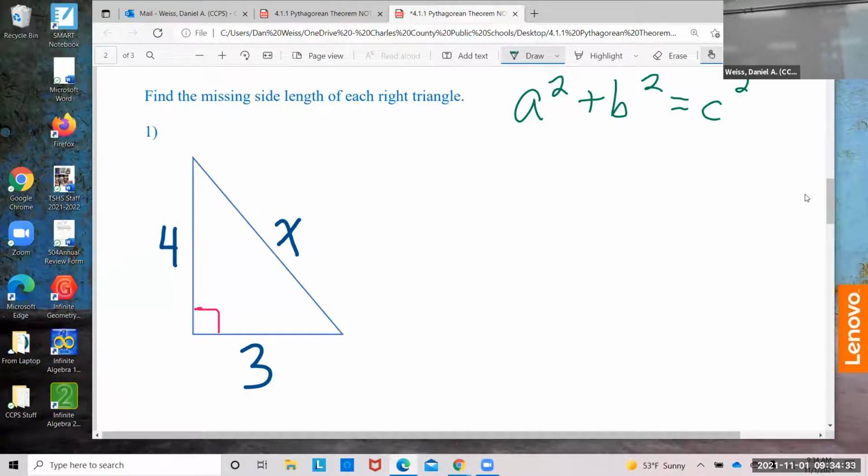3 squared is 9. 4 squared is 16 equals C squared. 9 plus 16 is 25. 25 equals C squared. I don't want C squared, I want C. So what do I do? I take what's called the square root, right? If I take the square root of C squared, isn't that C? C times C is C squared, right? So I take the square root of 25. The square root of 25 is 5.